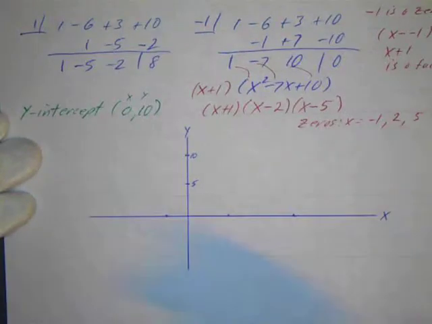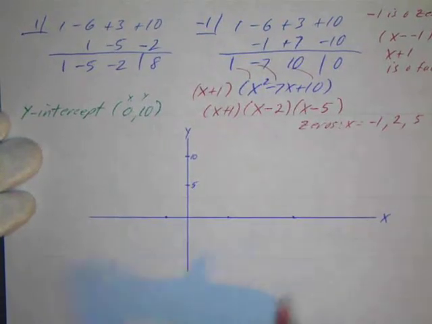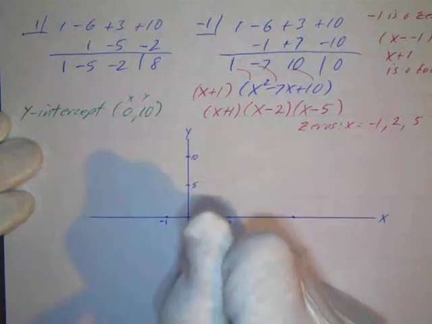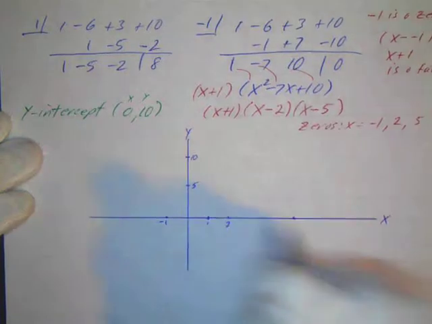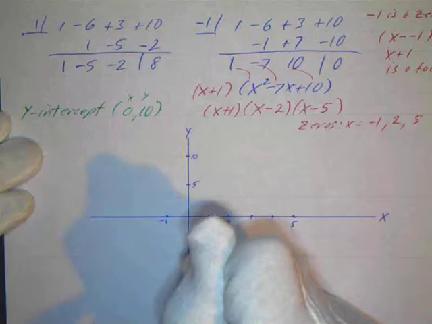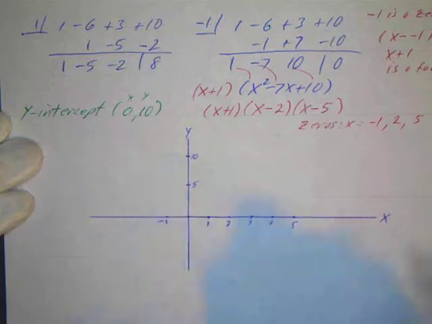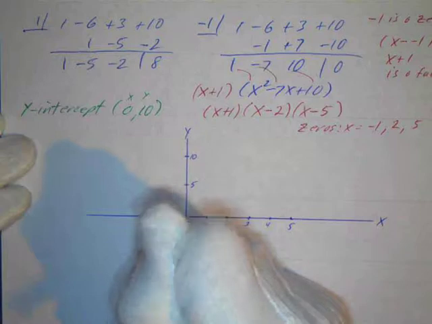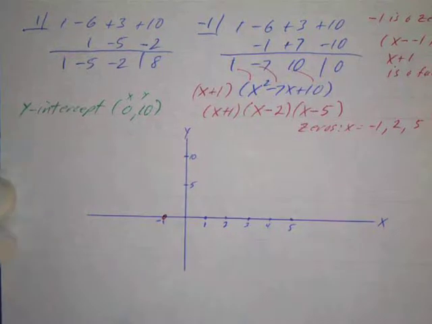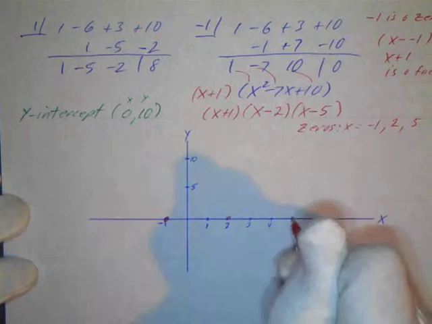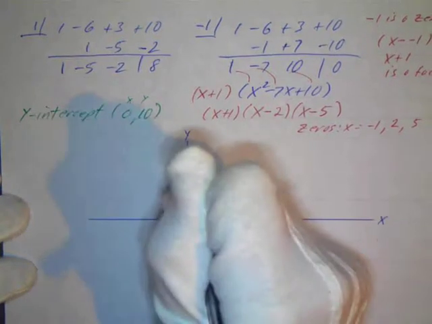Now, we know it's going to go through there. We don't know what's going to happen around the intercept, but we know it's going to go there. Now my zeros were -1, so I put those on my graph. 2, there's 1, 2, 3, 4, 5. So something like this, and we'll mark those zeros in. -1, 2, and 5. And my intercept was 10.